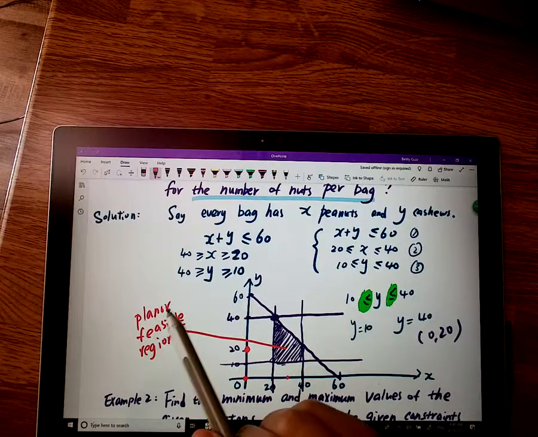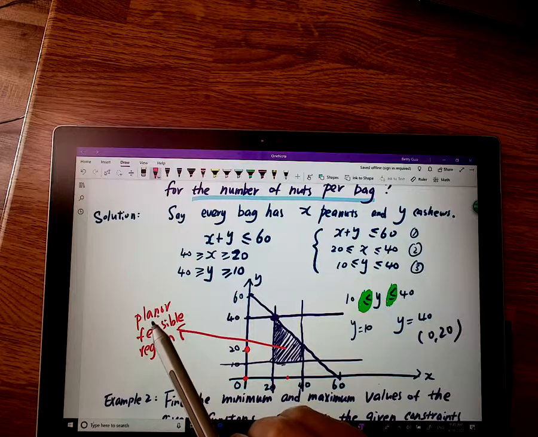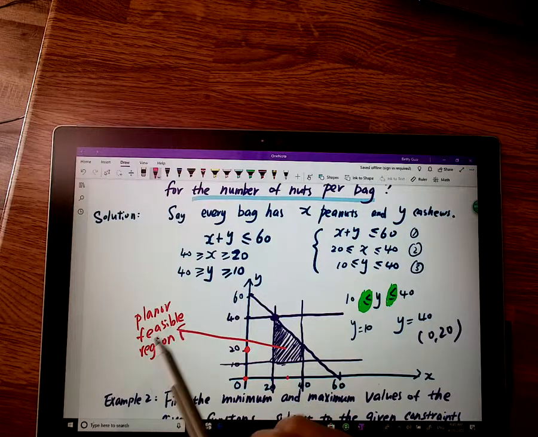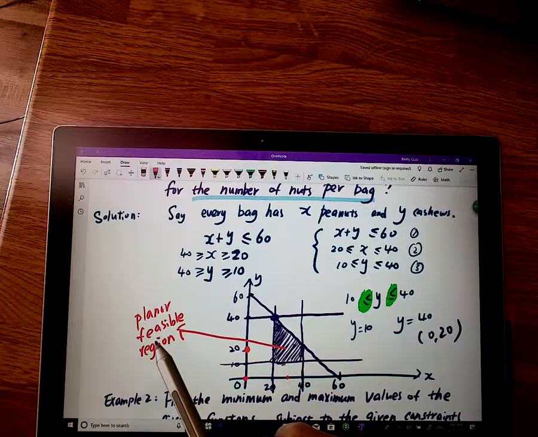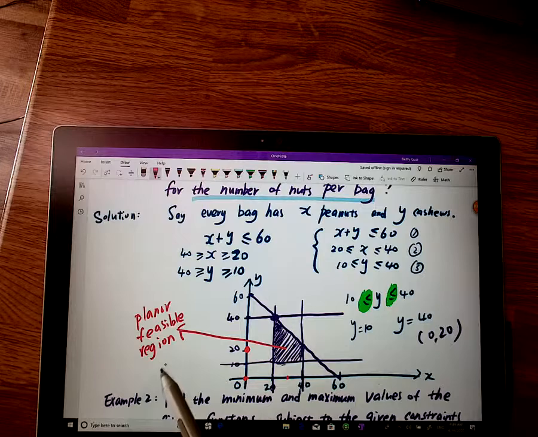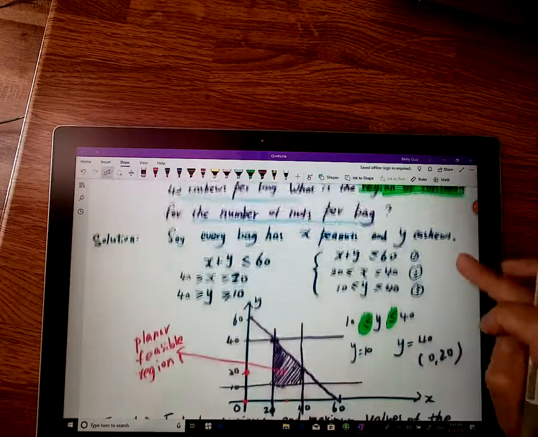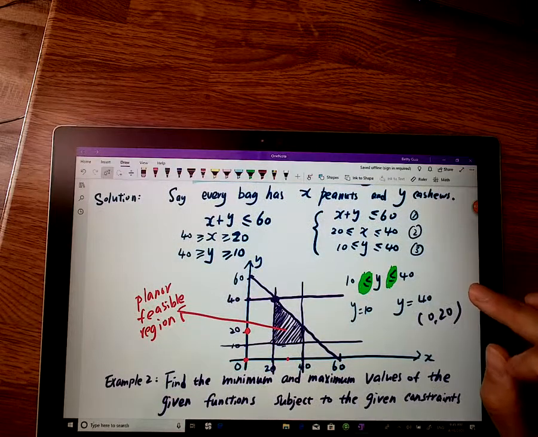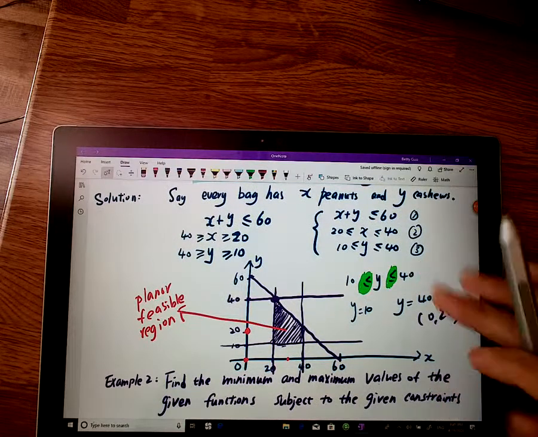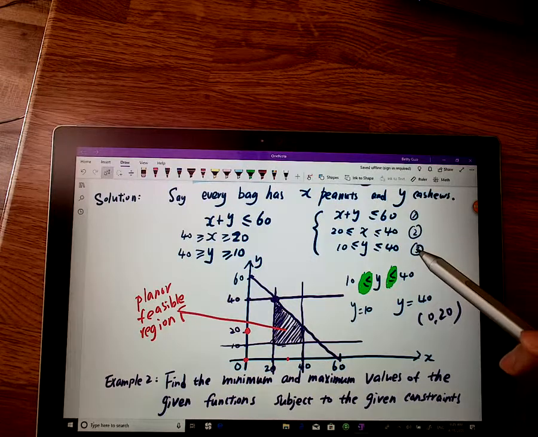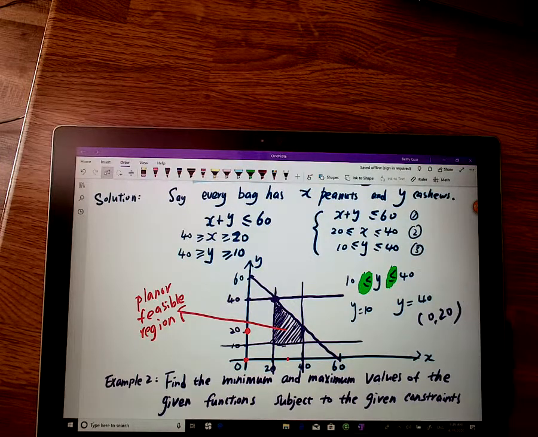Planar is like two-dimensional. A plane is a two-dimensional space, right? Feasible means the values of x and y could only happen in that region, and it is a region. So that is called a planar feasible region as well. Sometimes we can just say feasible region. It's also called the region of constraint, the solution set of the system. The system includes all the constraints on the variables x and y. So are we clear about that?